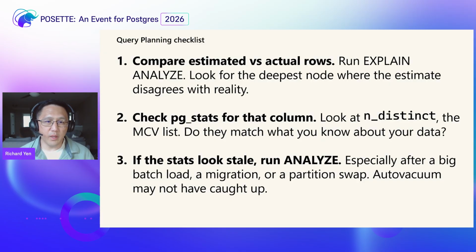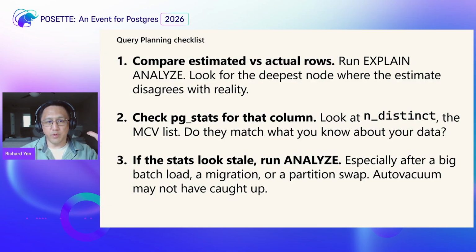So just to sum it all up, when you are dealing with queries, sometimes if it's slow and it's not behaving the way that you want, I have 6 steps that you can try to follow. The first one: compare your estimated versus actual rows. Run your explain analyze, compare the estimated rows and the actual rows, and look for the deepest node.